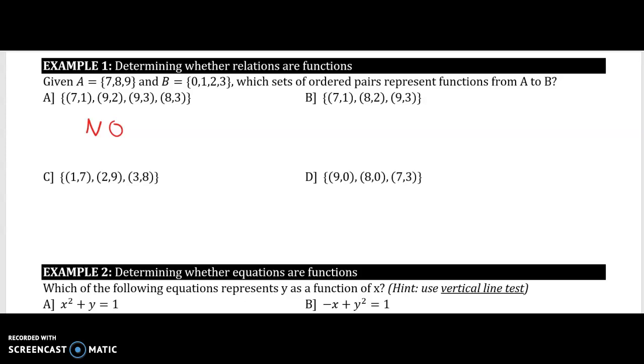So over here, that's a function. Each domain has its own unique output, and it's not repeated. So this is yes. Down here, functions from A to B. Well, if this were from B to A, then it would be yes, but our range is in our domain, and our domain is in our range, so that's no.